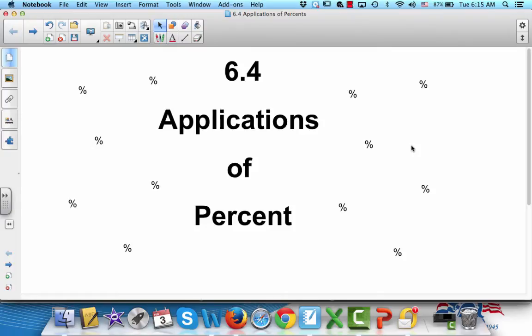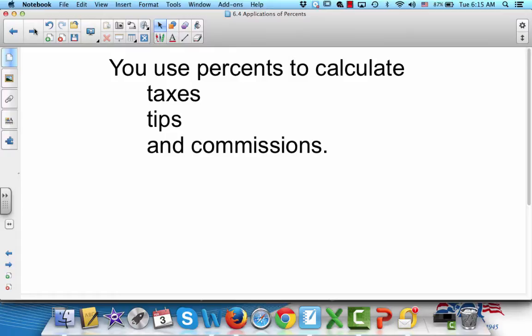Okay, in this lesson, the lesson is called Applications of Percent. What that means is you're going to be taking the information that you've learned on how to calculate percents and using it in real life situations. So, there are several ways that you can do this. You can use percents to calculate taxes, tips, and commissions. We'll get into what each of those are.